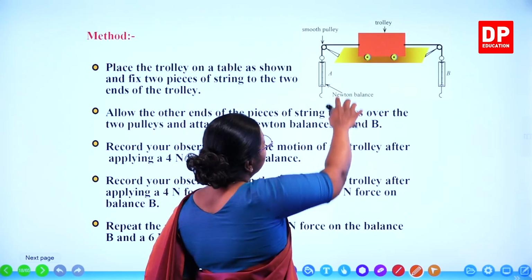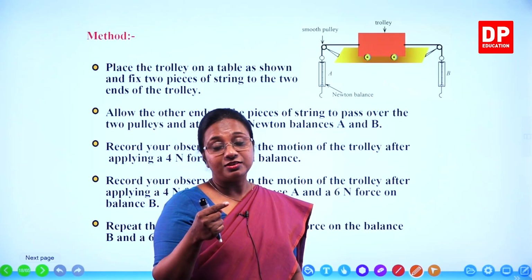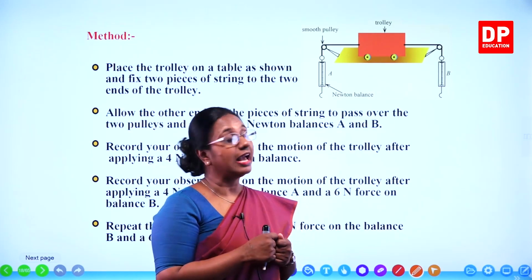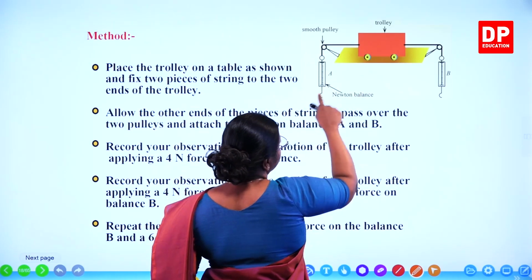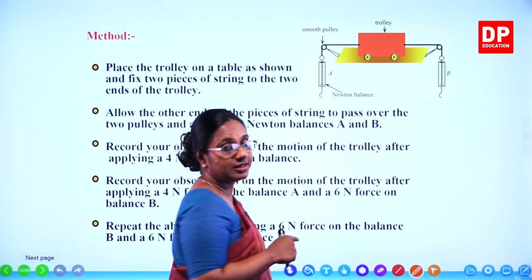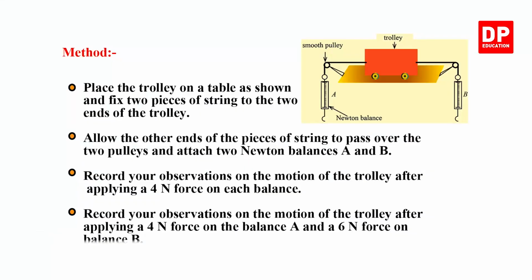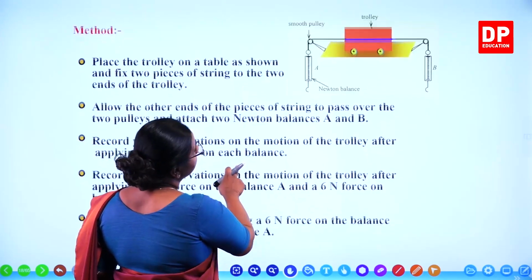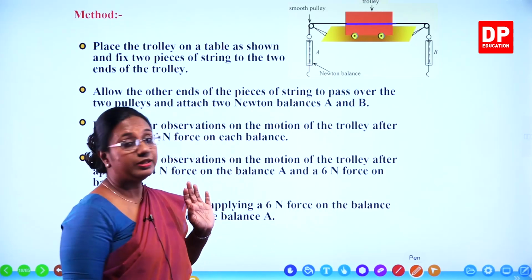Here also, if there are rings or hooks connected to the trolley, we can tie the string to that hook, or else we can attach a nail to the trolley and tie the string to it. And then you can see there is Newton balance A on this side and Newton balance B on the other side, in opposite directions. Here you can see the line of action. If we connect these 2 points, students, you can see that is a rough diagram that I have drawn. It will be in the same line of action. So that is how we do this activity.